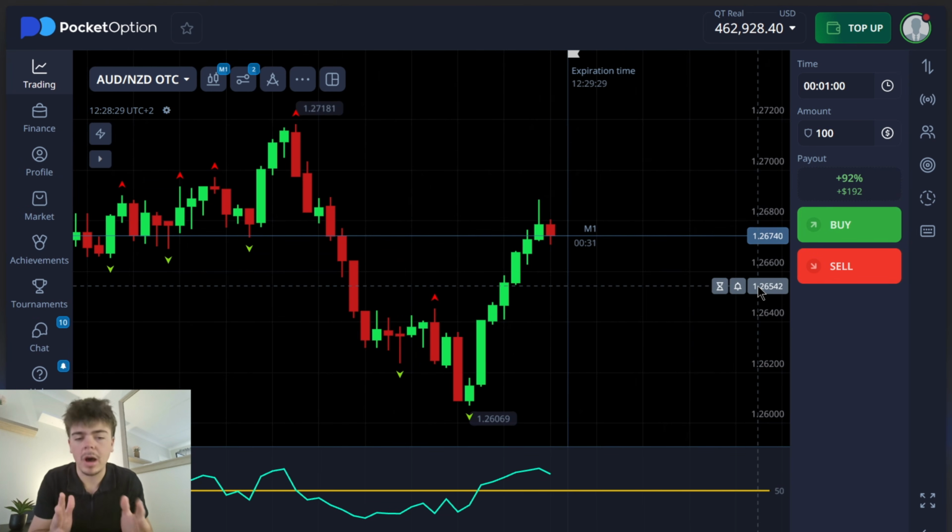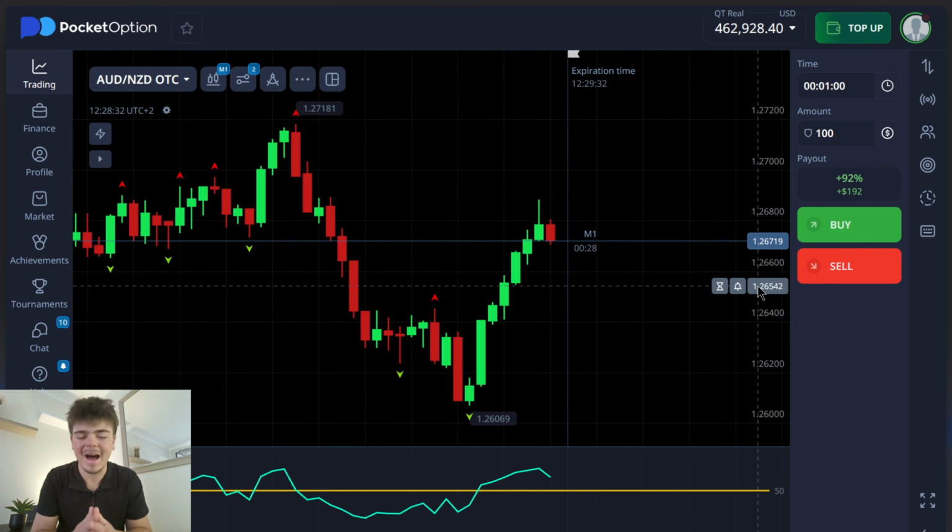This is one of the most powerful Pocket Option strategies I have ever seen, and in the next 5 minutes, I'm going to break down exactly how it works.